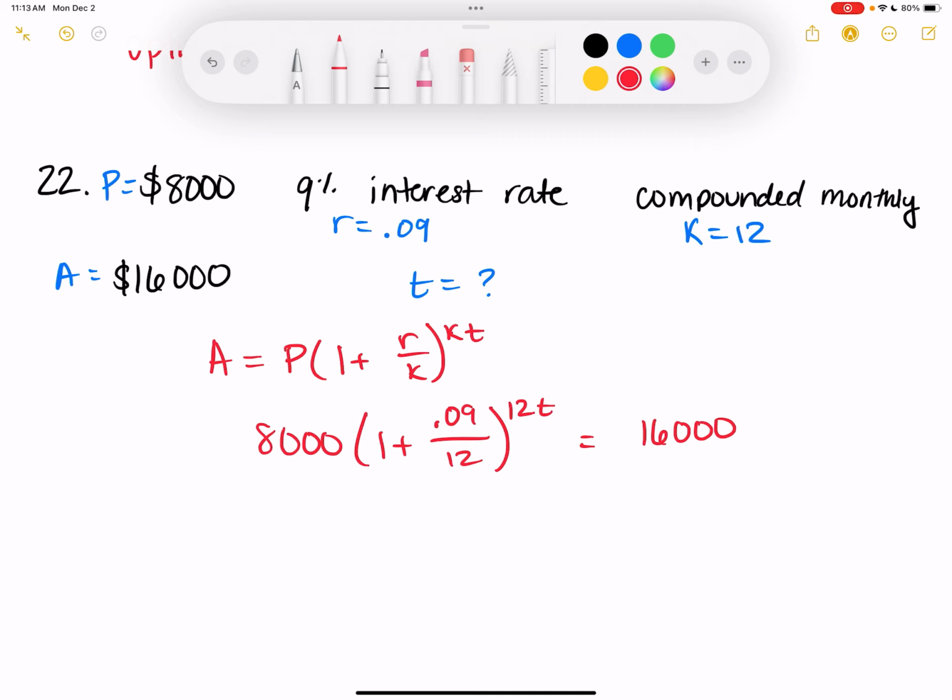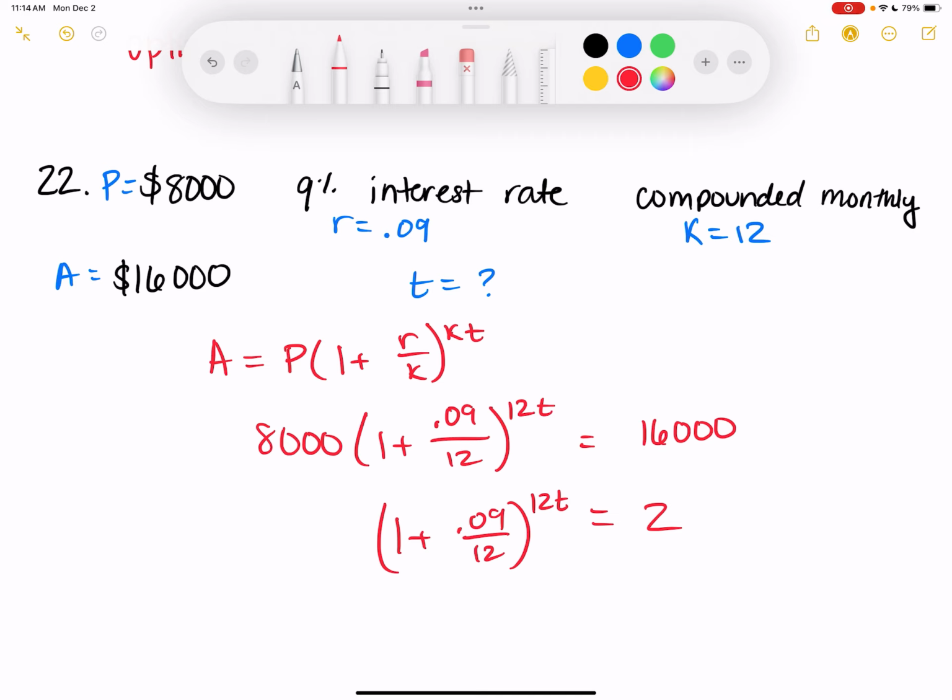I'm going to divide by 8,000. So that's going to be 2 over here. The 1 plus 0.09 divided by 12 raised to the 12t.